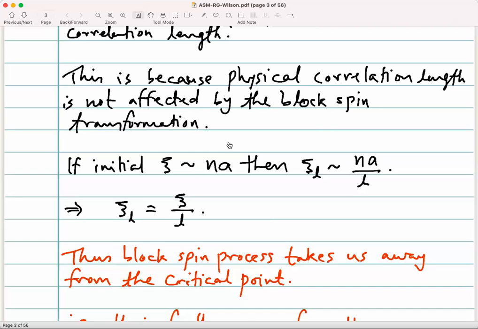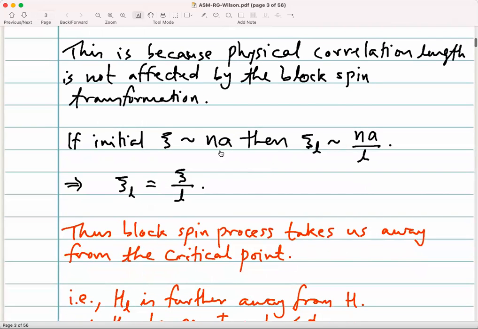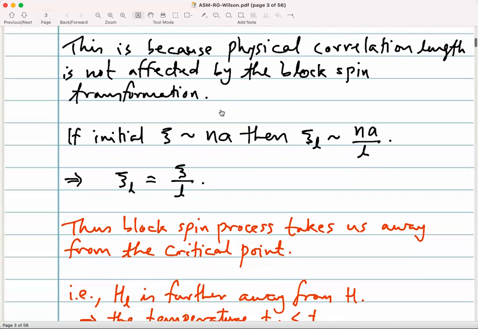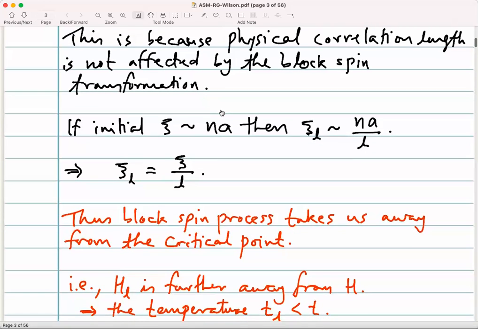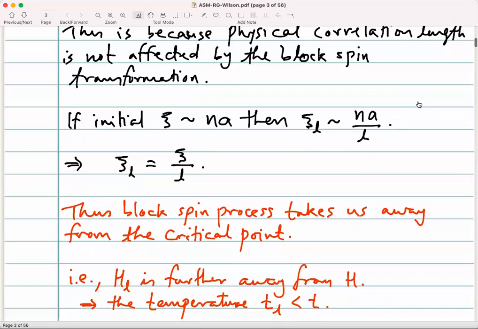Let me put it this way: xi hasn't really changed. It is just that in the coarse grained variables used for describing the system, the critical point is further away. That means you could do further fine graining in the system to actually approach the critical point. So it's just a question of what kind of variables you have used.